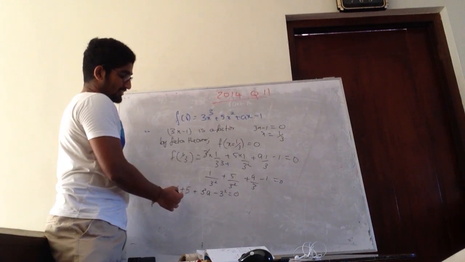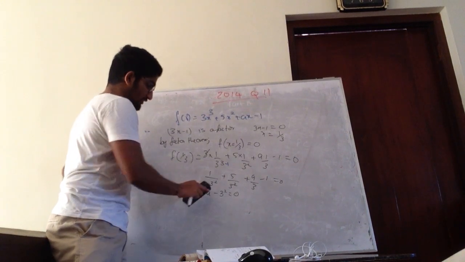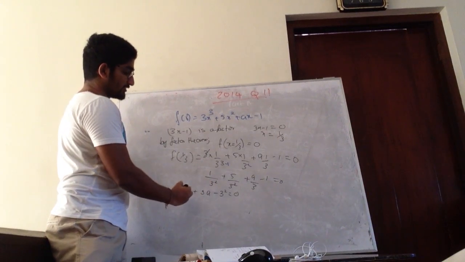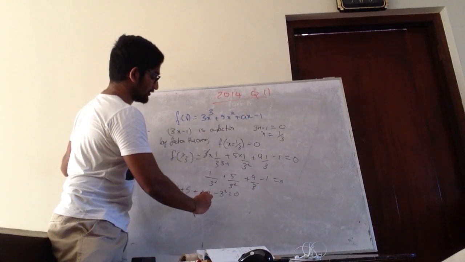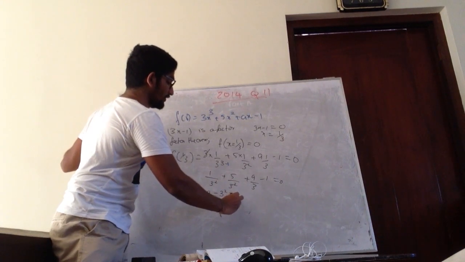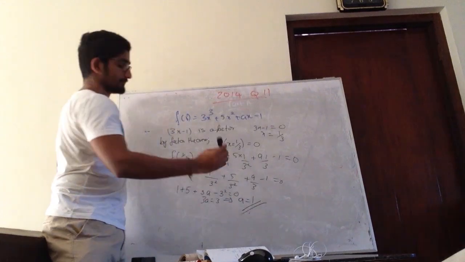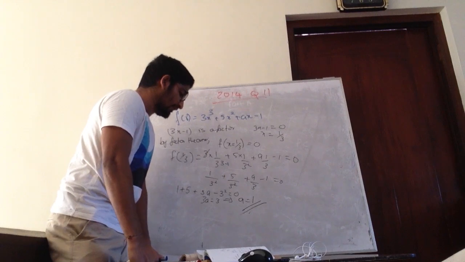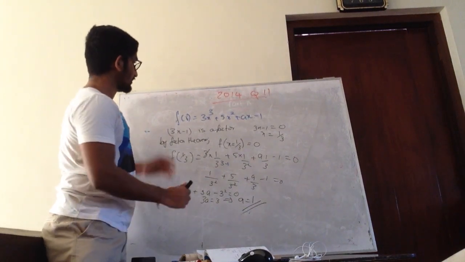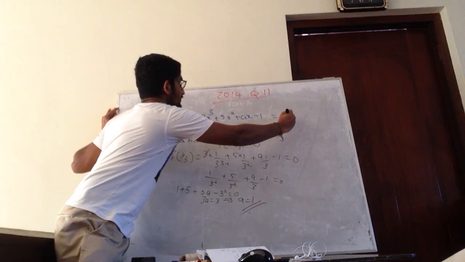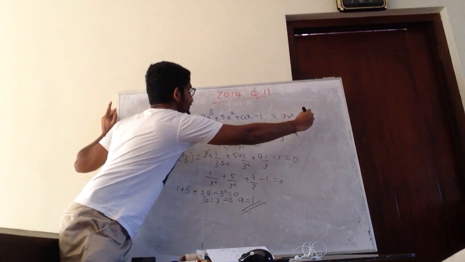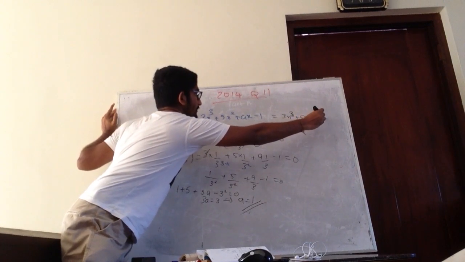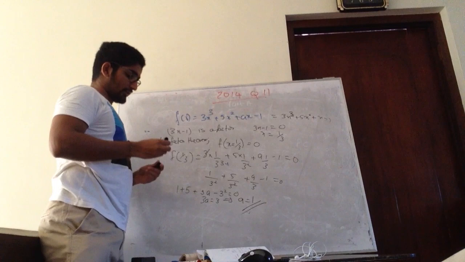So this is 6, this is 3a, this is 9, so 6 minus 9 is minus 3, so 3a is equal to 3. So a is basically 1. Right, so that is the first part that they are asking. So you can actually write this as 3x cubed plus 5x squared plus x minus 1. So that is basically the first part.